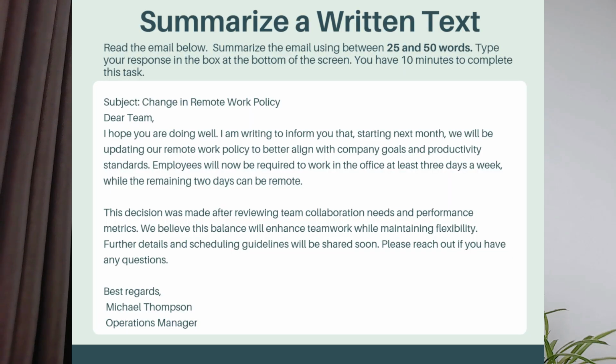So after a quick skim read, I already identified the who. The what is that they're updating the remote work policies. So they want to go into remote working. The why is because they want to improve productivity, enhance the team's flexibility. Very quickly, that didn't take me long. I have the who, the what, the why, and now I can start writing my summary.